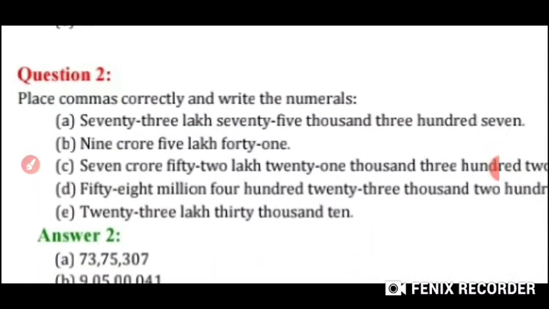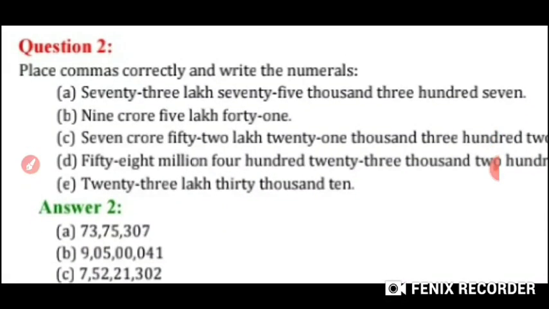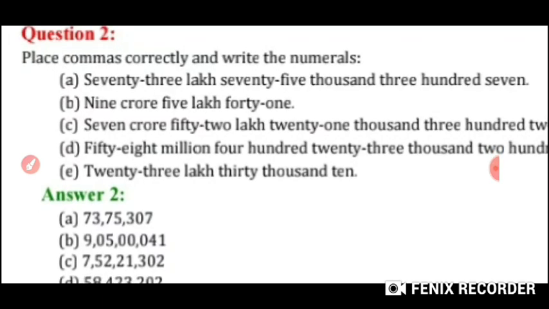And the second example: place commas correctly and write the numerals. Here, both the Indian system and the international system are used. In the Indian system, we first put 3 digits and then commas after every 2 digits like this. And in the international place value chart, we use commas after every 3 digits.